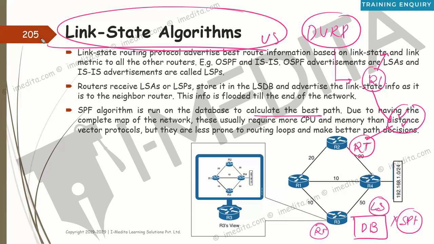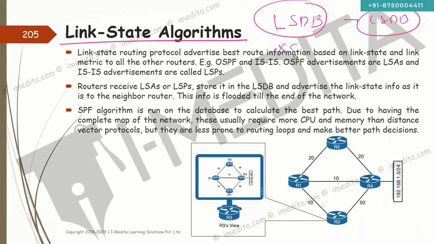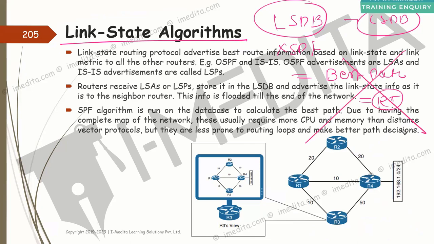Just like the distance vector routing protocol, in the distance vector routing protocol, best route information gets advertised from one point to the next. In case of link state routing protocol, that's not the case. Routers advertise their link state database to the neighboring router. Once every router has the database, it will run the SPF algorithm over the database. They will calculate the best path and install the best path in the routing table. So they are not dependent for the best path information on the neighbor router.